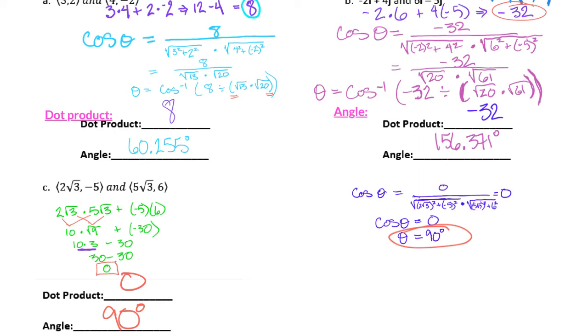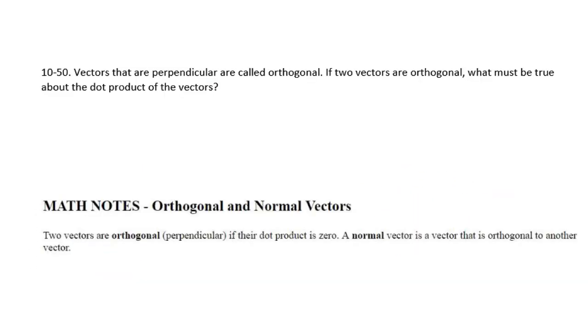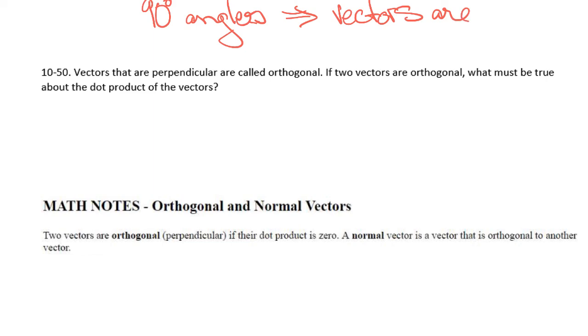Number 49 asks, what do the results from part C tell us about the vectors? Well, if I have an angle of 90 degrees, that tells me that the two vectors are perpendicular. A 90-degree angle implies vectors are perpendicular. Remember that symbol from geometry, the upside down T, perpendicular.